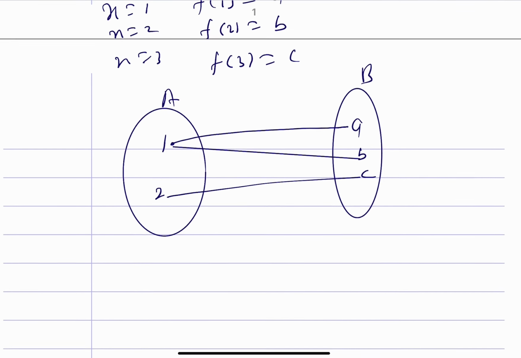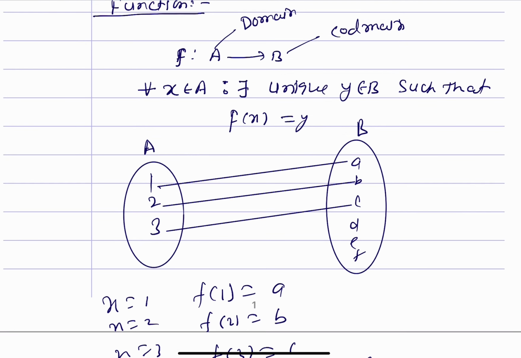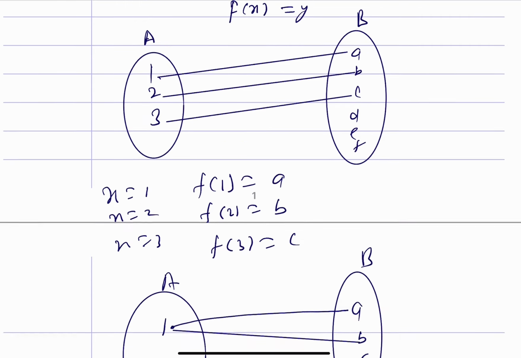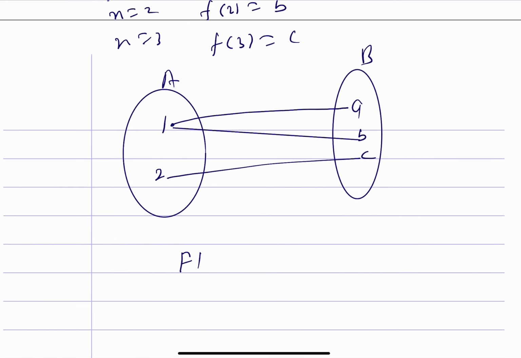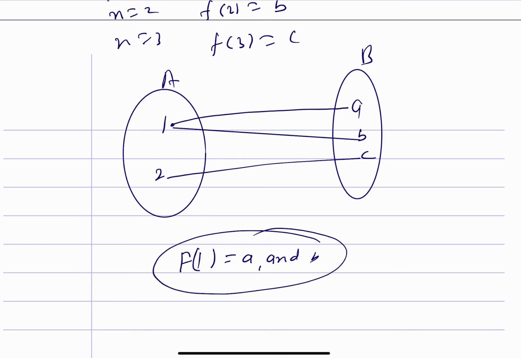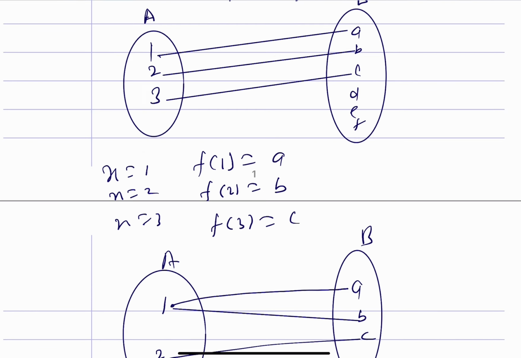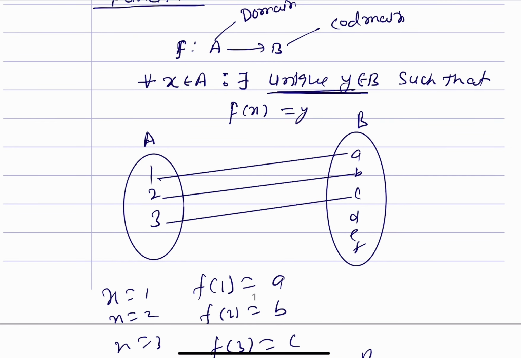So here you can see what our definition says. For all x belongs to A, there exists a unique y belongs to B such that f of x equal to y. But here you can see that f of 1 is equal to A and B both, right? So we don't get a unique output. Therefore, it is not a function. It is not a function. It is very important. We should always get, for each x belongs to A, a unique y belongs to B. Okay.